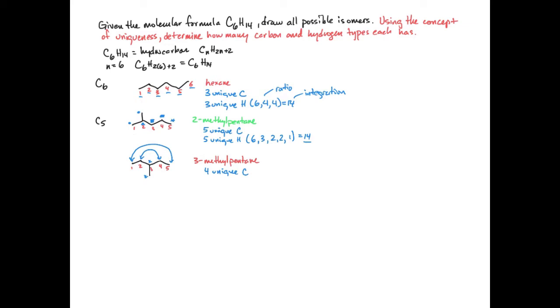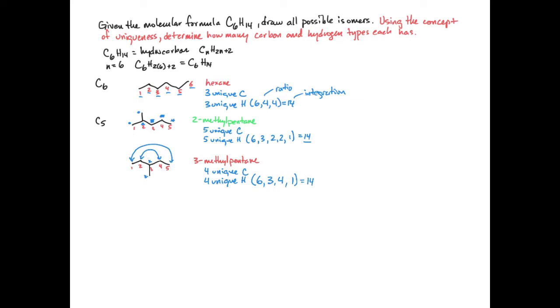So this is also going to track with the number of proton signals. So we have 4 unique H types, and that's a ratio of 6. So we get that from 1 and 5 being equivalent, the methyl group at position 3, 2 and 4 being equivalent. Those CH2 groups, there's 2 of them, so that's 4. And then the methine group at carbon 3. Again, that equals 14.